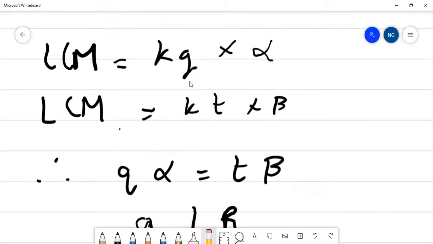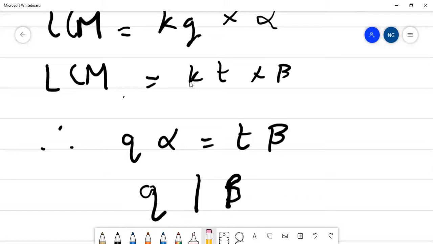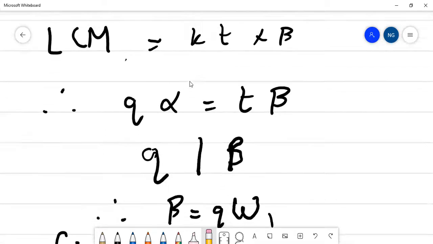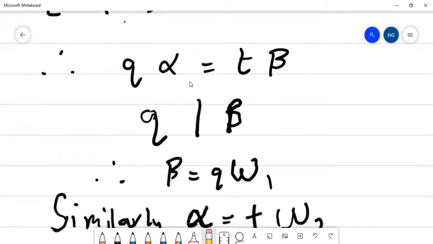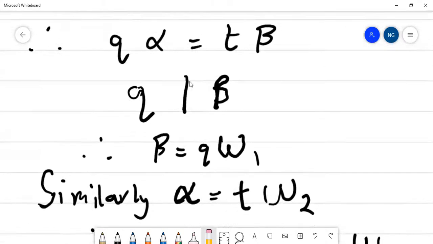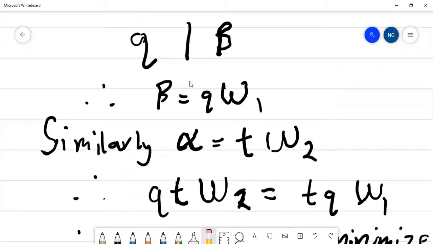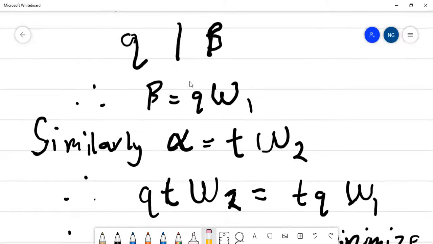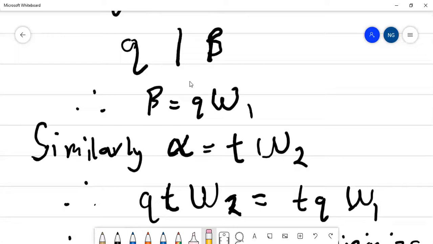So we get that q into alpha is equal to t into beta. Now we also know that q divides beta, because q does not divide t as they have no common factors. So beta is equal to q into omega 1. Similarly, t divides alpha because it cannot divide q as t and q are co-prime. So alpha is equal to t into omega 2. So q t omega 2 is equal to t q omega 1. So we get that omega 2 is equal to omega 1.